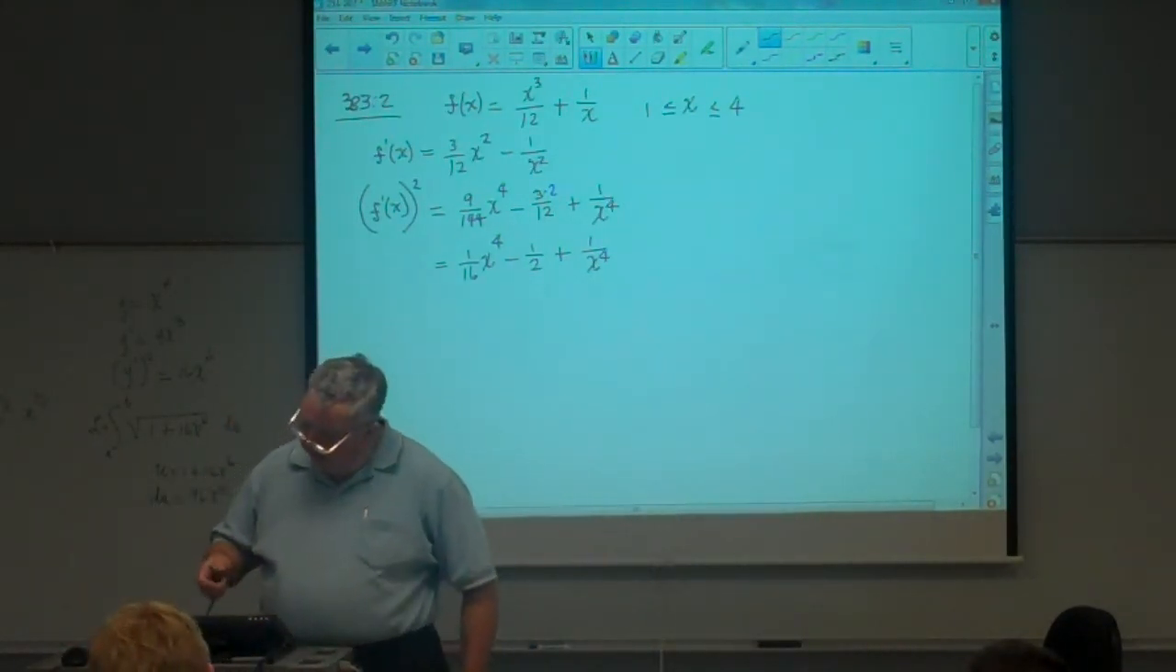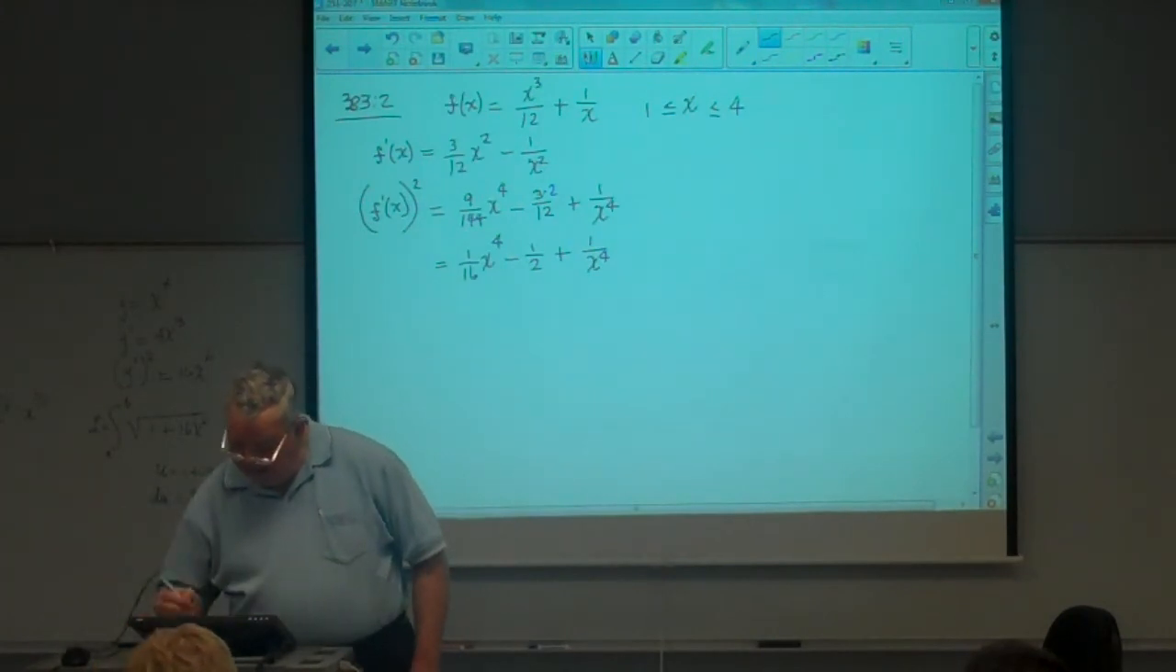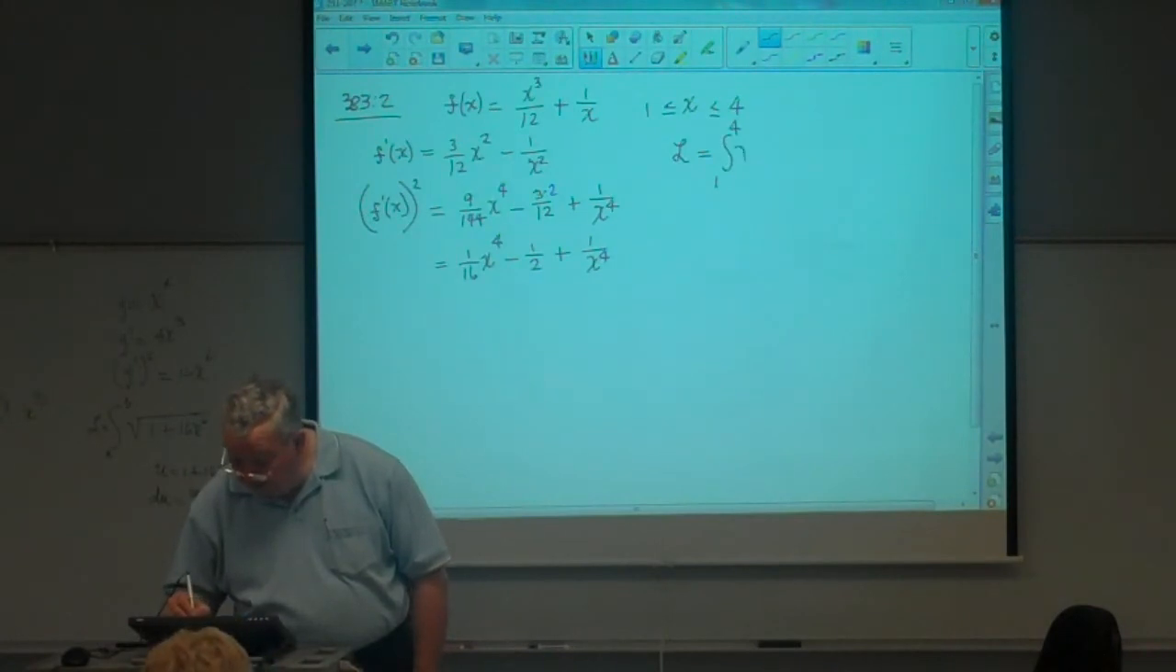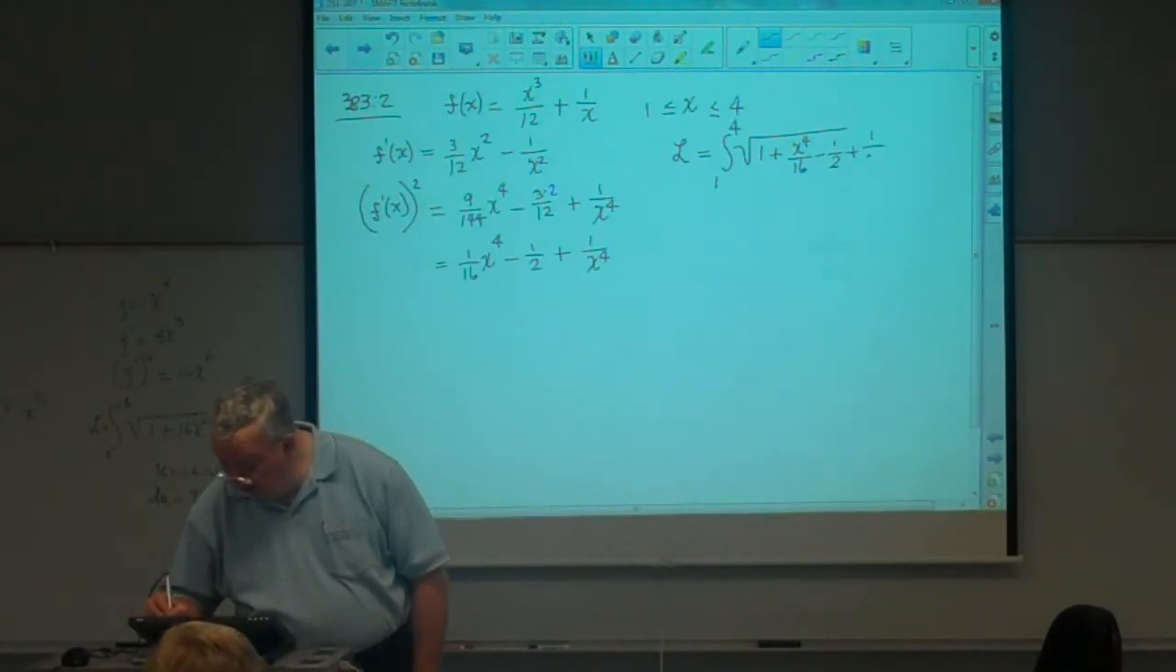Now, and only now, can I say that the arc length is equal to the integral from 1 to 4 of the square root of 1 plus x to the 4th over 16 minus 1/2 plus 1 over x to the 4th dx.